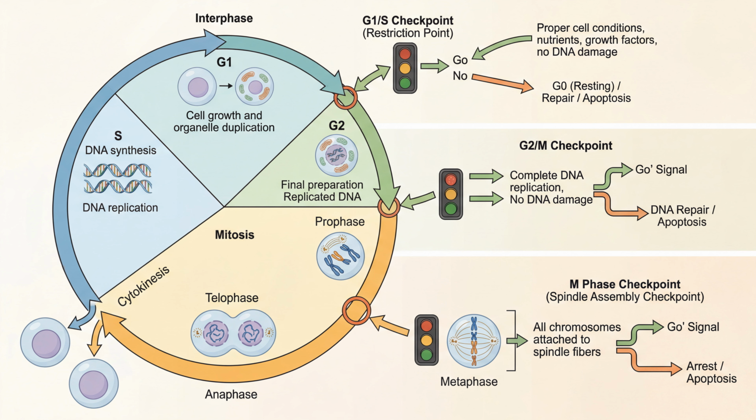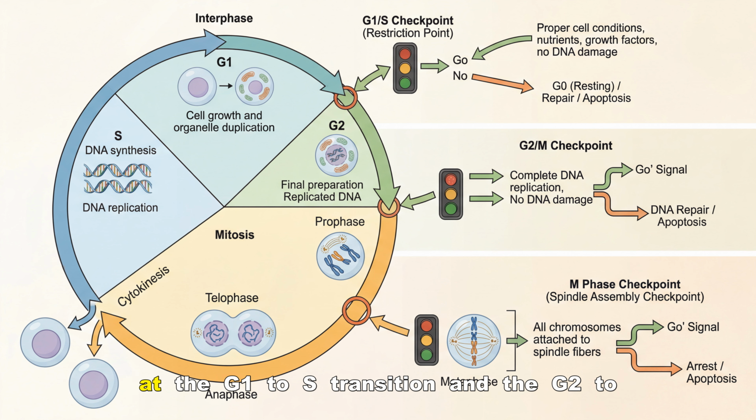passage-based questions. Cell cycle checkpoints, particularly at the G1 to S transition and the G2 to M transition, act as quality control systems that ensure the cell only proceeds when conditions are appropriate, a concept heavily tested on the MCAT. The G1/S checkpoint is often called the restriction point and asks, is the cell large enough? Are nutrients sufficient? And is the DNA undamaged? If the answer is no, the cycle pauses or the cell enters G0.